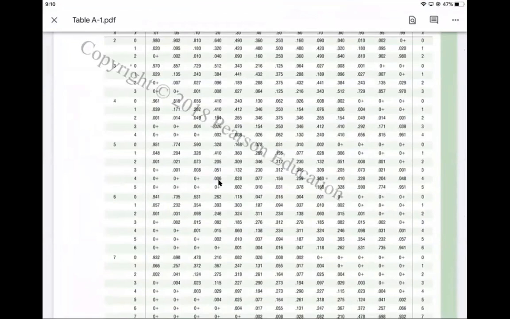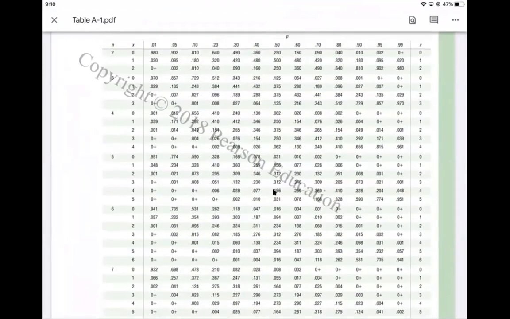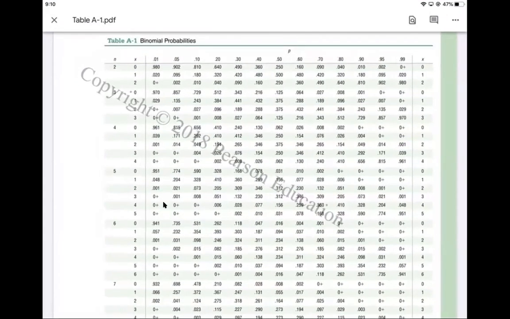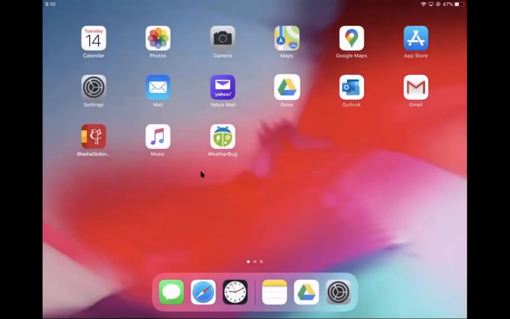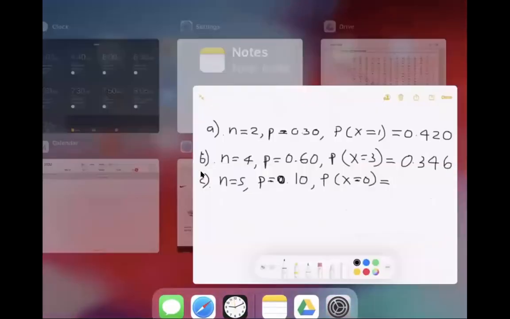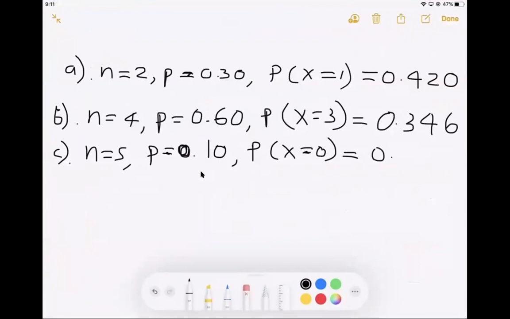Here n is 5, x is 0. Then go here. Sorry, here. Then p is 0.1. So this is the answer, 0.590. Okay. Then part D.